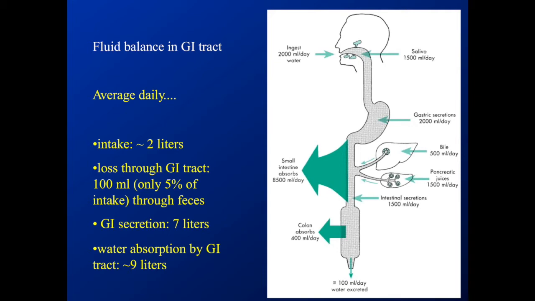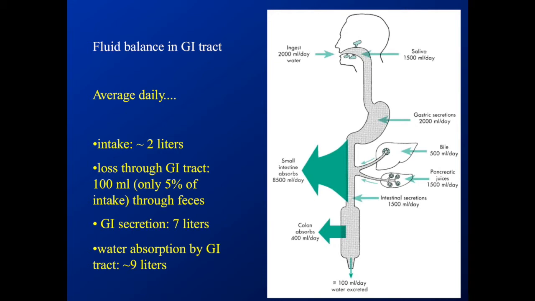You have secretions that add a significant amount to this, and the GI tract then has to reabsorb it. So you'll ingest about 2 liters. Your saliva is about 1.5 liters of secretions a day. Gastric secretions are about 2 liters. The bile and the pancreatic juices together make up another 2 liters, and your intestine will secrete about 1.5 liters all in all. And so you secrete about 7 liters, you ingest about 2, and then your small intestine will basically absorb about 8.5 liters of that, with another 400 mils being absorbed by the colon.